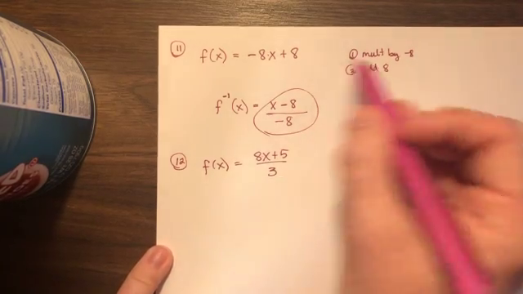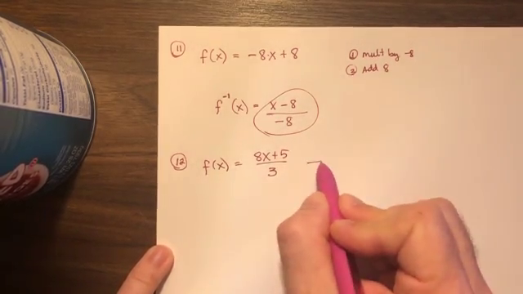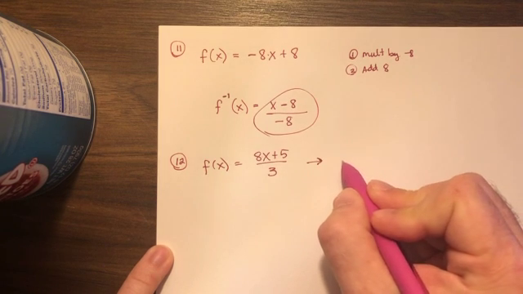But if you don't want to do it that way, or if that way is confusing to you, what you can do is you can pretend like f of x is y.